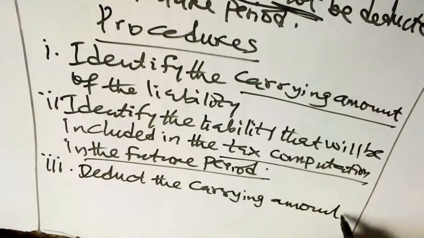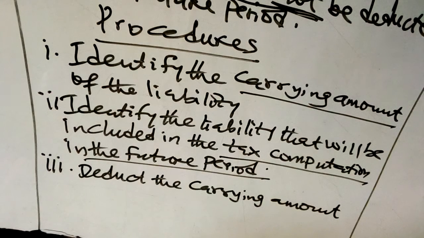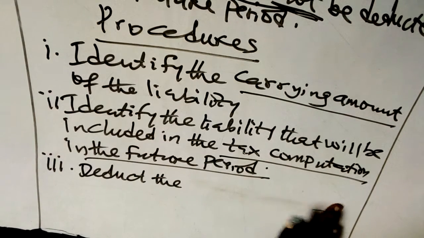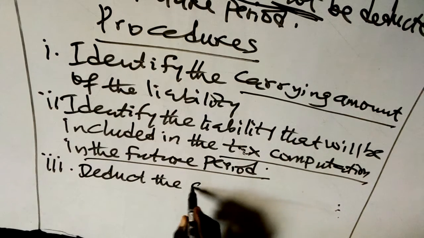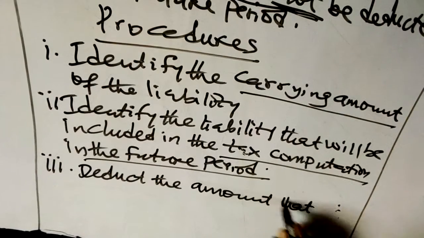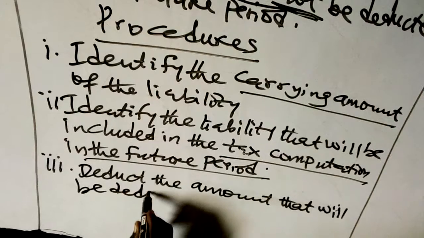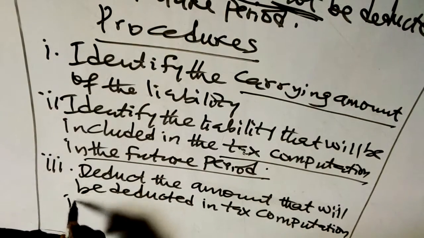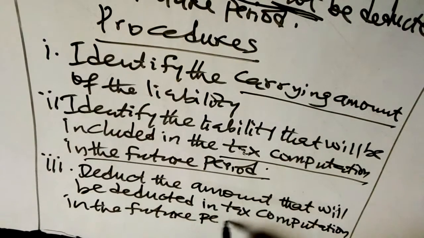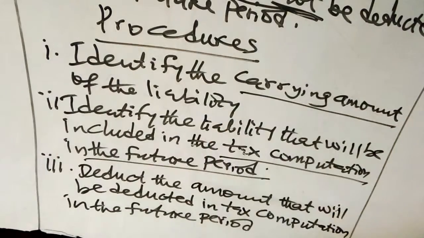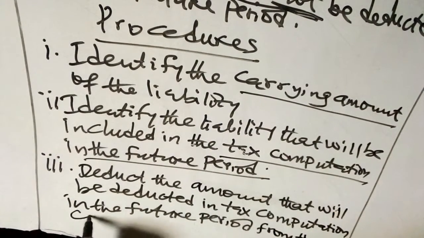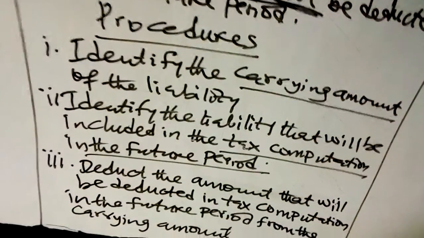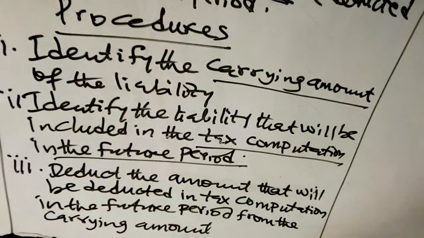The carrying amount identified in step 1. Deduct the carrying amount identified in step 1 from the amount that will be deducted in tax computation in the future period. That is the result you arrive at here. Deduct it from the carrying amount. That is step 2: you identify the amount that will be included in the tax computation in the future.